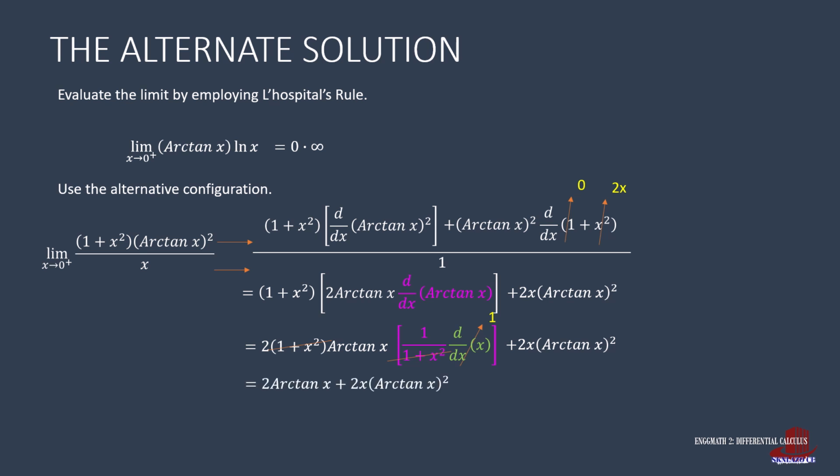2 times arctangent x. This is the simplest transformed limit, so plug in 0 for x, making twice of arctangent of 0 plus twice of 0 times the square of arctangent of 0, which then turns into 0 plus 0, which is eventually 0.